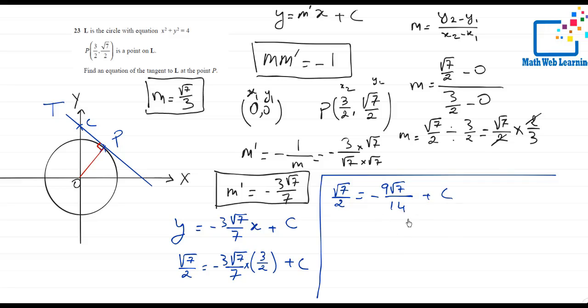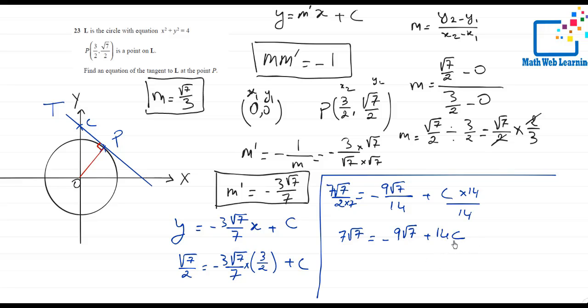Now you can see the common denominator is 14. So we need to multiply the c by 14, and we need to multiply this one by 7. So we have 7 here, and then we get rid of the denominator. It should be 14 here as well. Right, that is very good. So let's do it. 7 root 7, that's what it is. 7 root 7, or 7 times the square root of 7, equals minus 9 root 7 plus 14c.